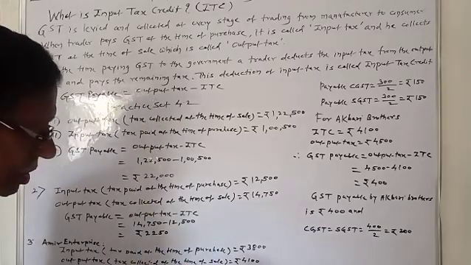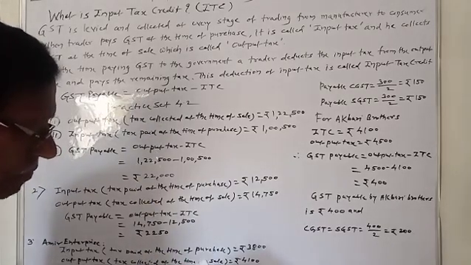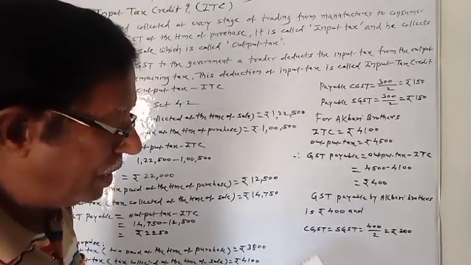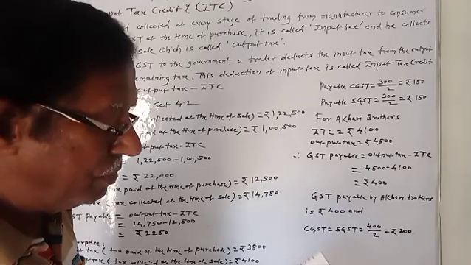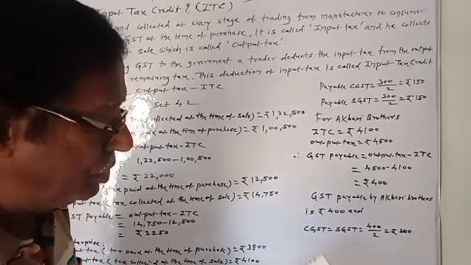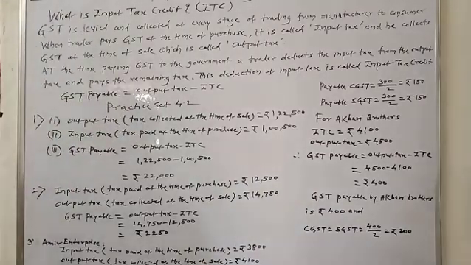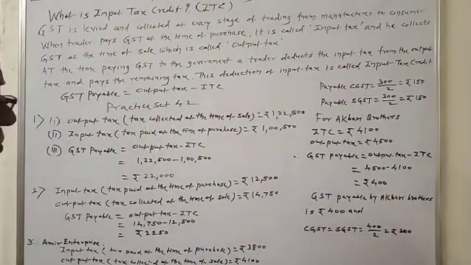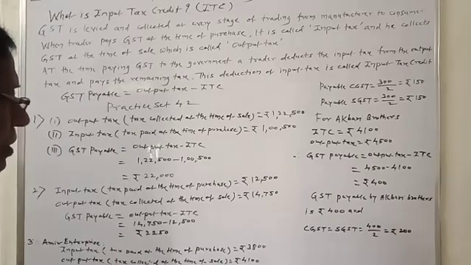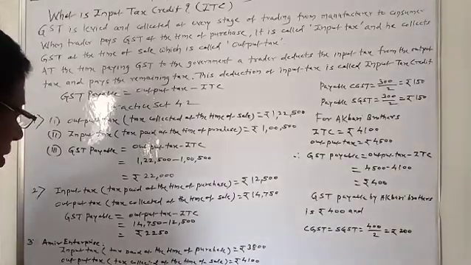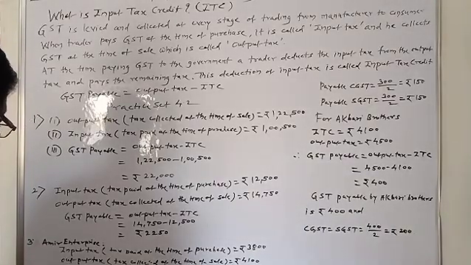Second example, Najma is a proprietor of a firm registered under GST. She has paid GST of rupees 12,500 on purchase and collected rupees 14,750 on sale. What is the amount of ITC to be claimed? What is the amount of GST payable? Input tax paid at the time of purchase, rupees 12,500. Output tax collected at the time of sale, rupees 14,750. GST payable, output tax minus input tax credit, 14,750 minus 12,500, rupees 2,250.